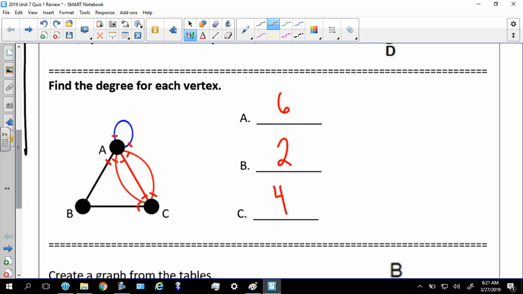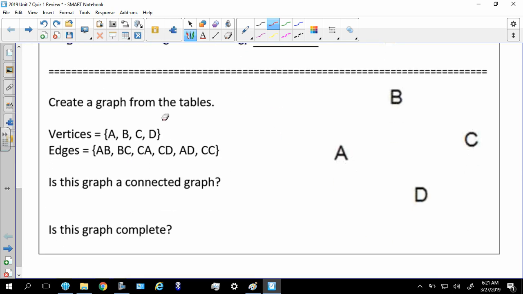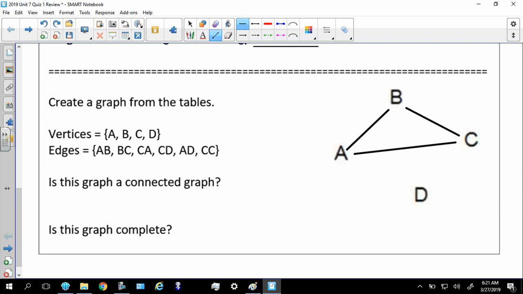There you go. All right, create the graph from the tables. I already drew the vertices. Now all we're doing is just drawing the edges. So starting with AB, there we go, starting with BC, CA, let's see, CD, AD, and then we have a CC situation. All right, so that's a loop. So a CC is a loop. So leaving C, coming back into C.